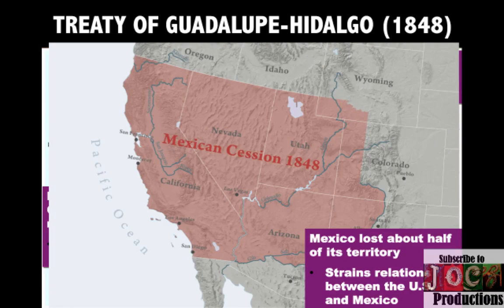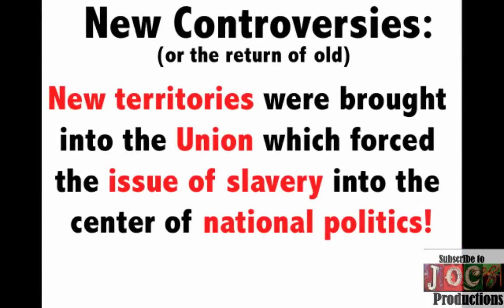For Mexico, this is devastating. About half of Mexican territory is taken. And this is going to create a huge strain on the relationship between these two countries. And more importantly than that, for APUSH, is this is going to create new problems, because as these new territories are added to the Union, it's going to force the issue of slavery back into the center of national politics. That's the summary of Tyler and Polk in Chapter 17 for the American Pageant and some of those other chapters.